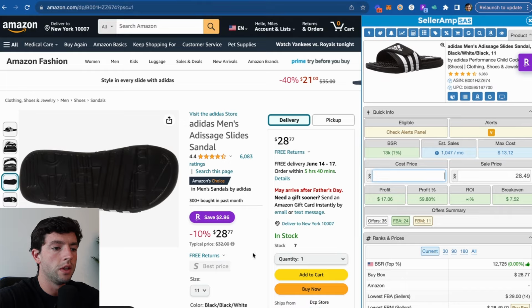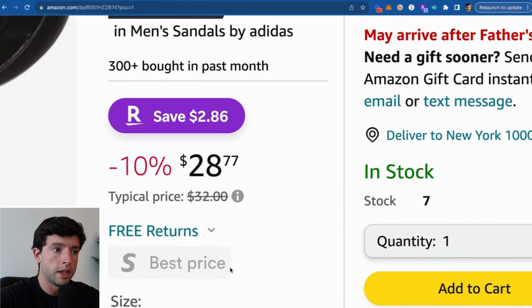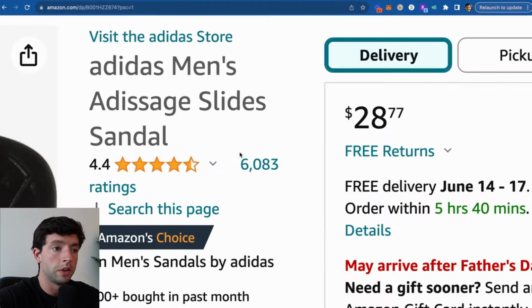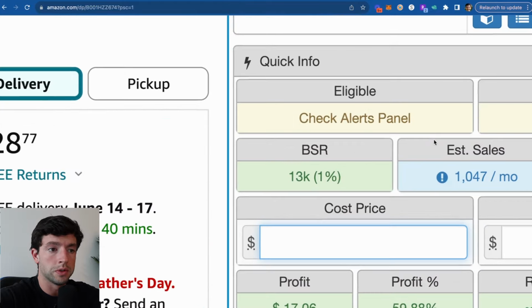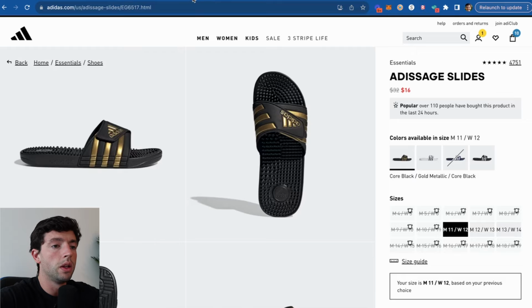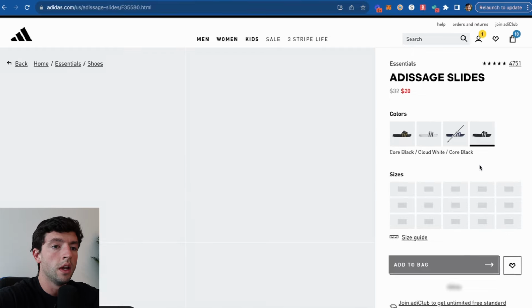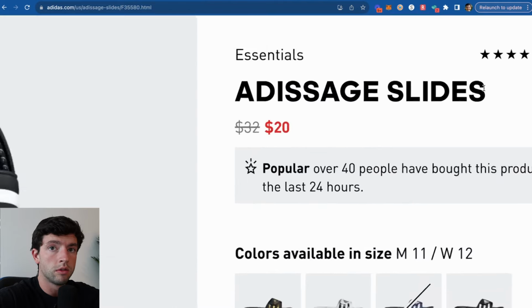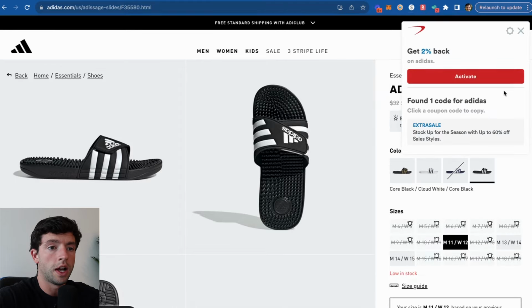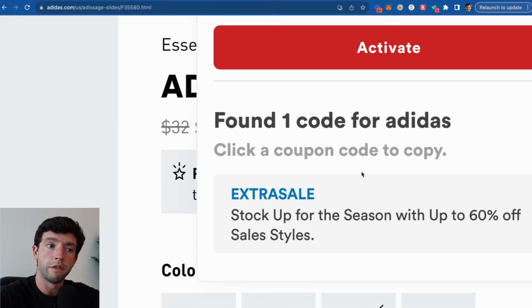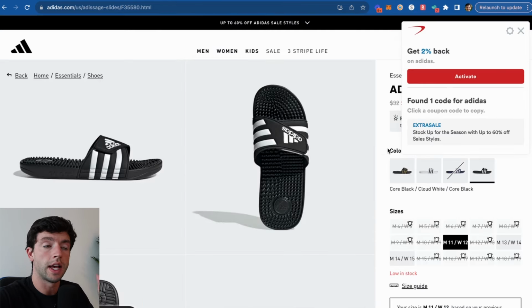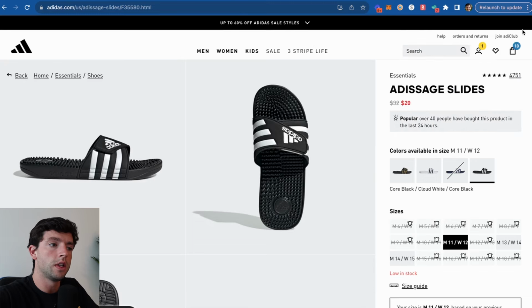For example, if we take a look here, these slides are going for $29 over on Amazon, ton of reviews, really, really good sales rank as well, 13K sales rank. If we take a look over on Adidas.com, we can see they're going for about $20. Right? And then our friends over at Capital One Shopping, this coupon code for Father's Day actually gives about 25% off extra. So this actually becomes 15. So just looking at these, I could see these being profitable, right?